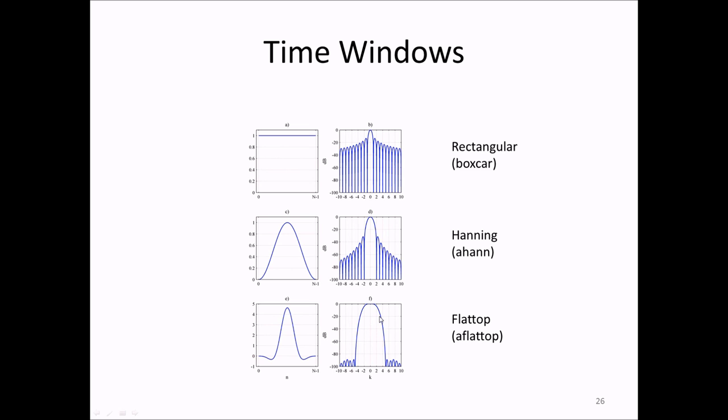Then we have the flat-top window, which has a very broad or wide main lobe and very low side lobes, lower than minus 90 dBs. The first zeros are at k equals minus 5 and plus 5. So there are 9 non-zero values in the main lobe for k equals minus 4, minus 3, and so on, up to plus 4.